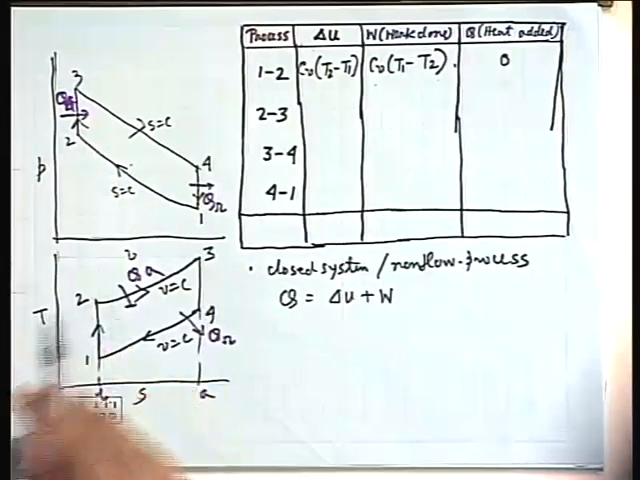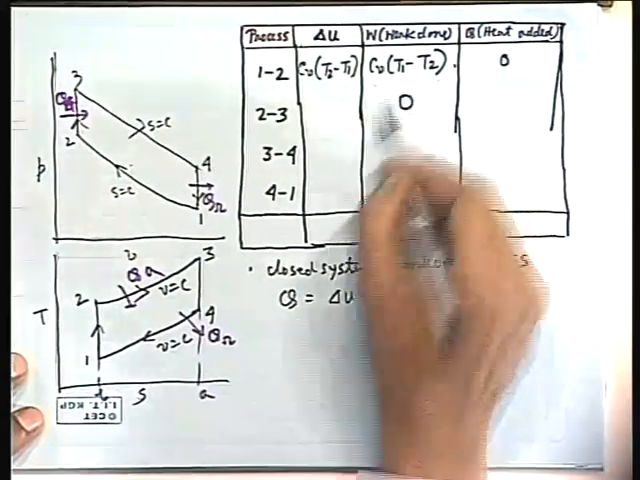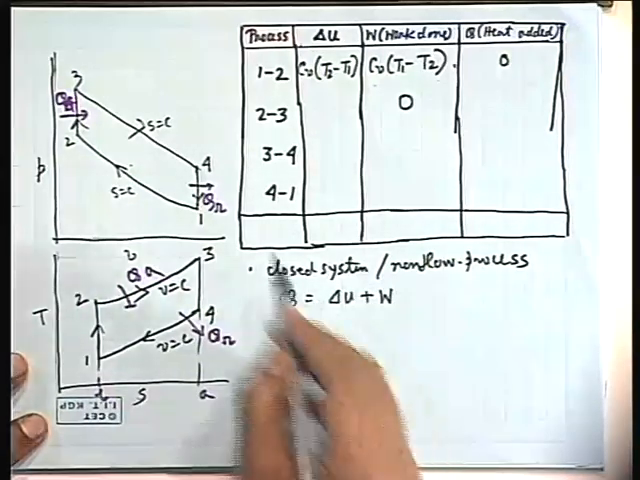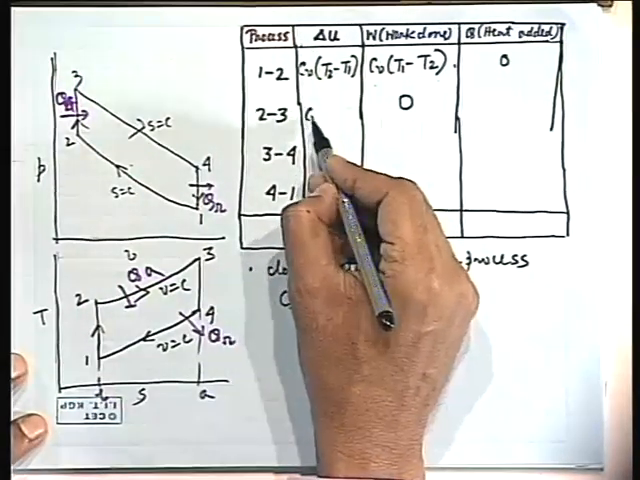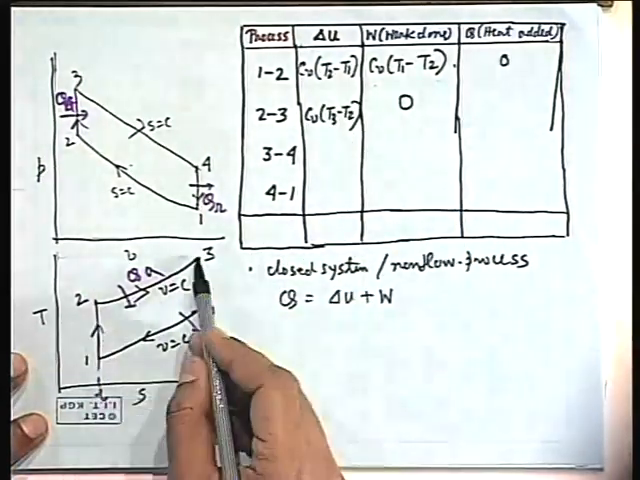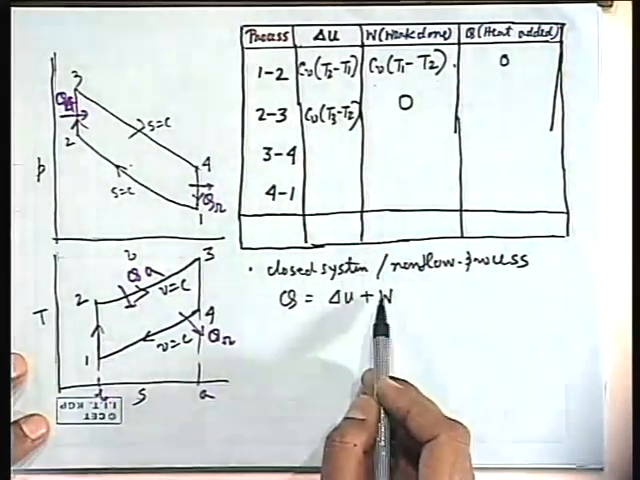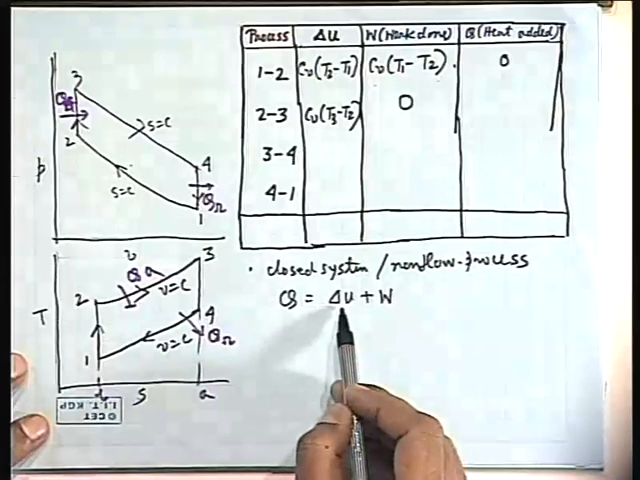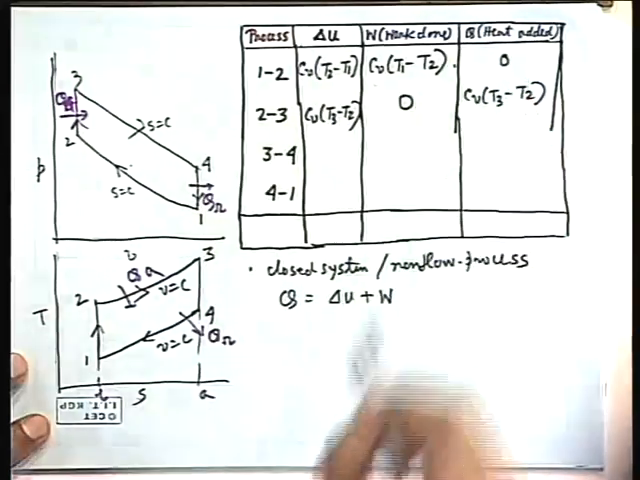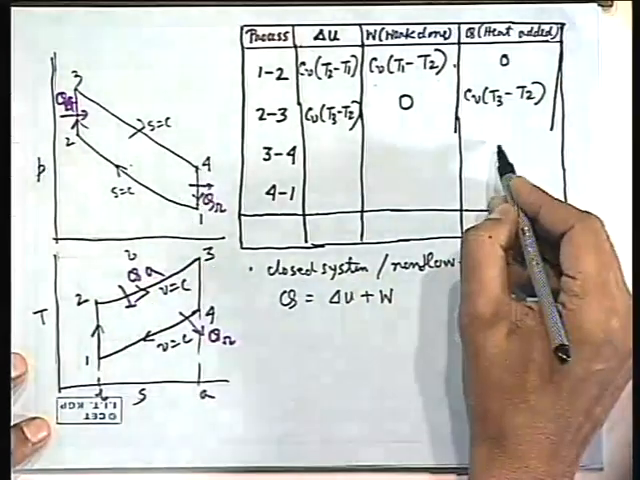Then for the constant volume process, can you tell anything is 0 in this column? W is 0. So when W is 0, Q is delta U. What is delta U? CV T3 minus T2. And you see T3 is more than T2. That means there is an increase in internal energy. And since W is 0, Q is delta U. So Q is CV T3 minus T2, and that is positive. That means heat is added during this process. 3, 4 is synonymous to 1, 2. This is 0.